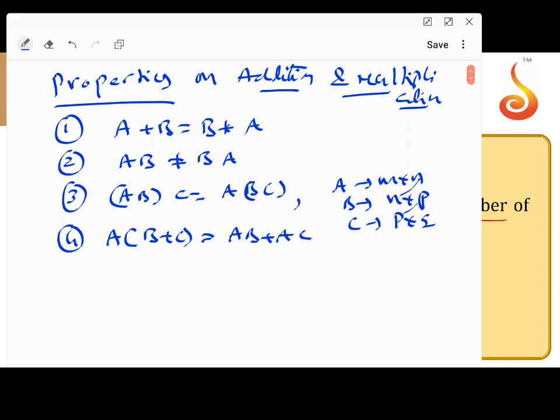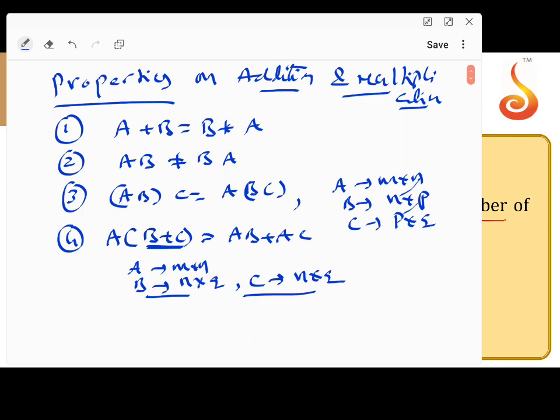AB plus AC. So here A is what type? M by N, for example. B is what type? You can take some N by Q. C also you must take N by Q. Why? Because you are adding B and C. B and C should be the same type of matrices. Then A is multiplied with B plus C. That's why the number of columns in A must be equal to the number of rows in B and C.